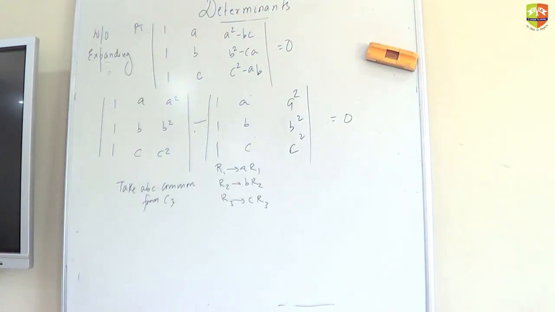I multiplied this with A1, B1, C1, and then I took ABC common. ABC will get cancelled. Is that fine?